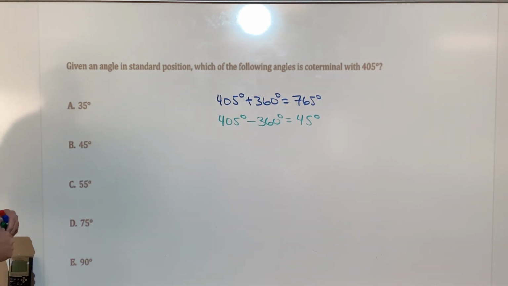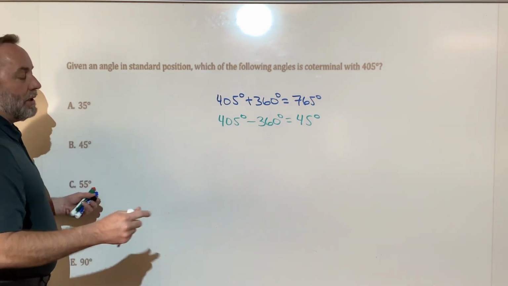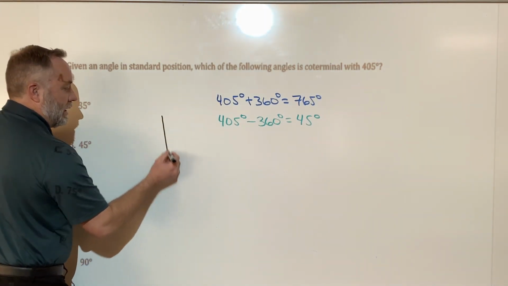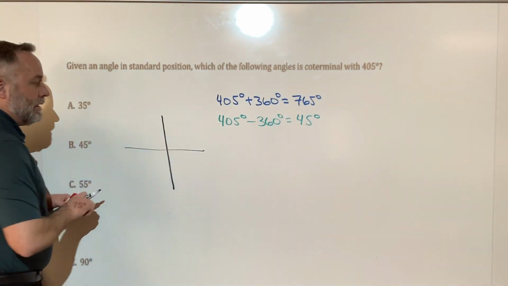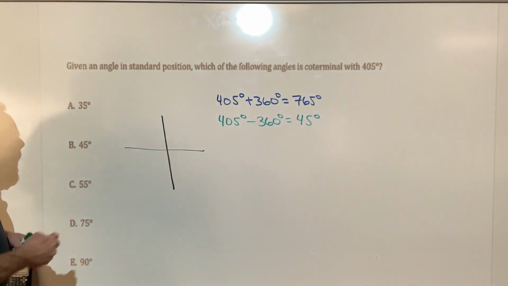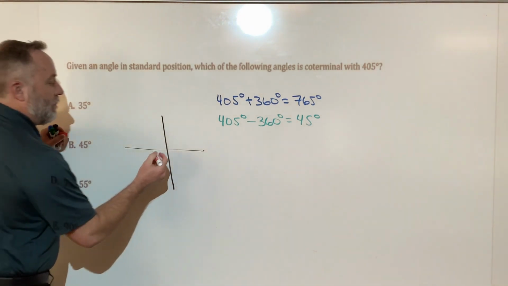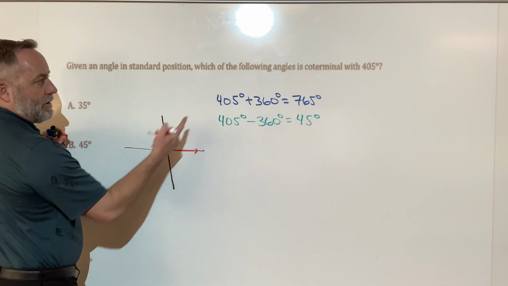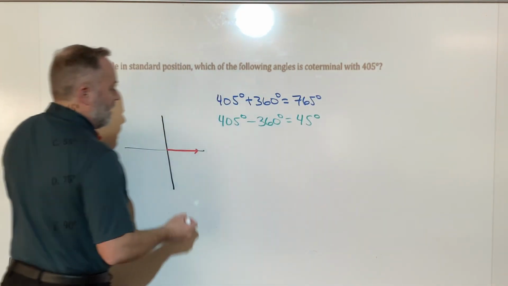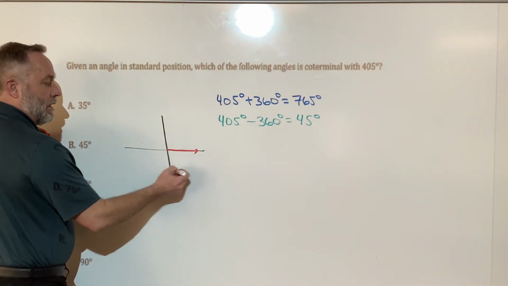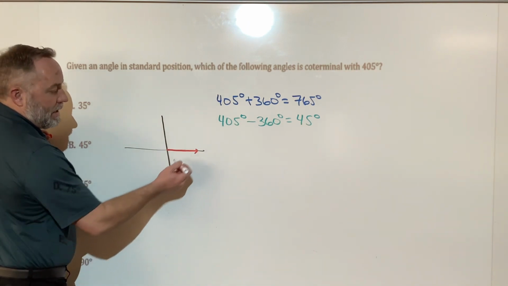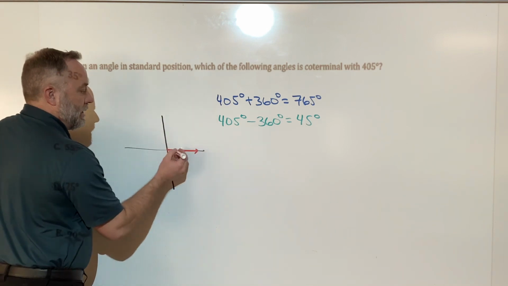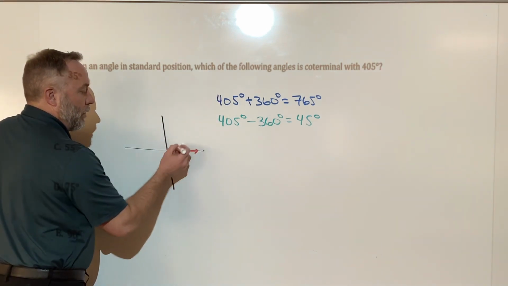But let's also talk about this concept of standard position and get a visual for what's happening here. So standard position means in the XY axis, any angle that we have will always start on the positive x-axis. So we start here, and if the angle is positive, which in our case it is, you travel in the counterclockwise direction. If it was negative, you would go clockwise. So starting on the positive x-axis for standard position, let's travel 405 degrees.